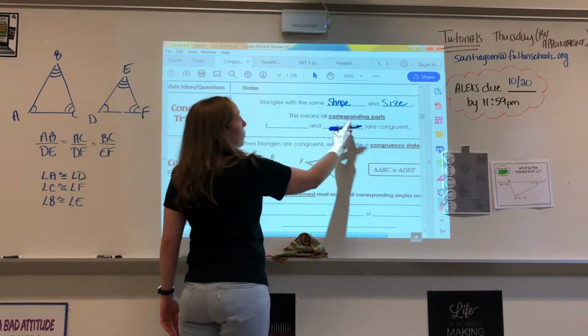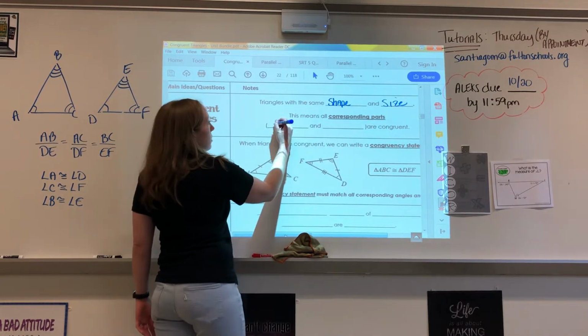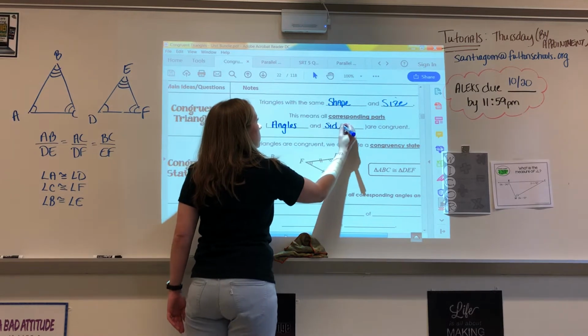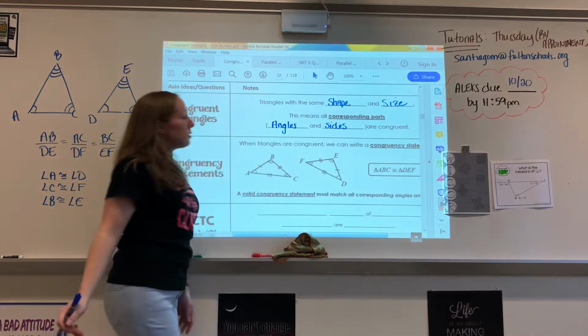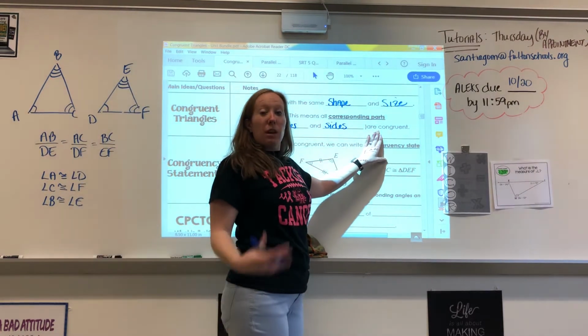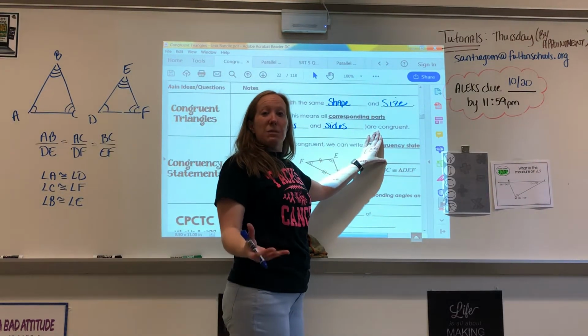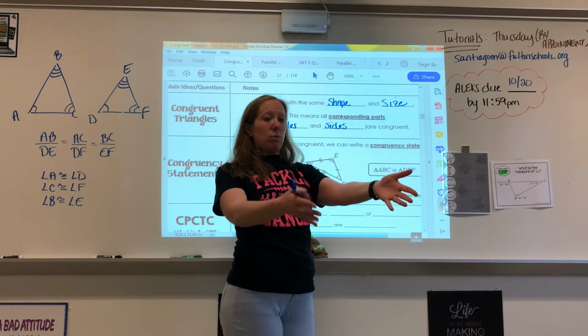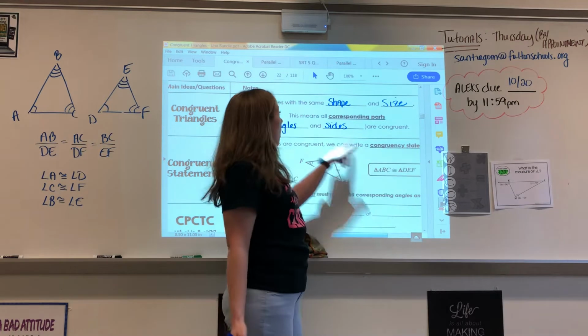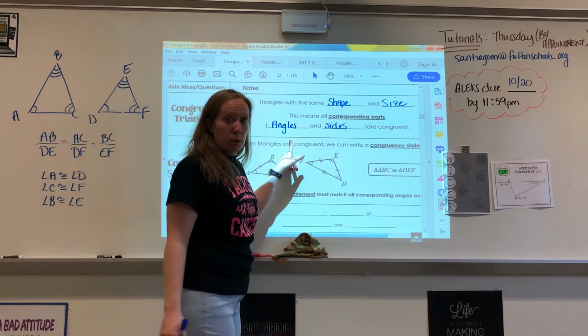This means all corresponding parts, which are angles and sides, are congruent. All the parts of a triangle, the angles and sides, are congruent. Congruency is nice. Same size, same shape. It's like these two desks are the same. Same size, same shape. All parts are going to be congruent.